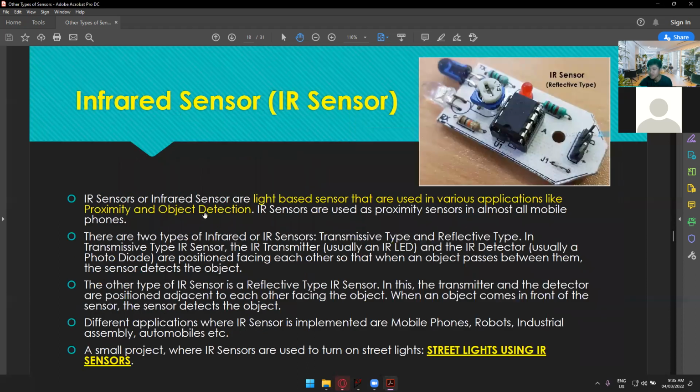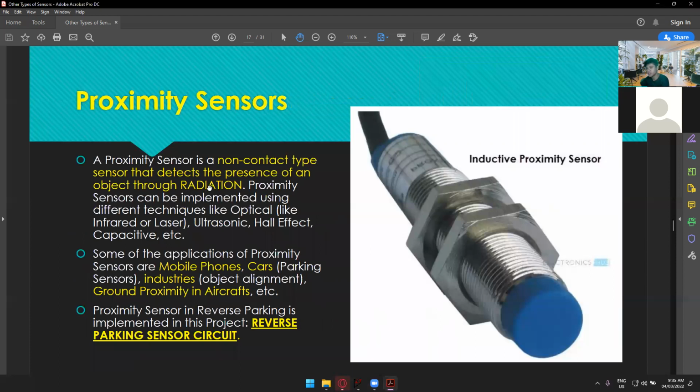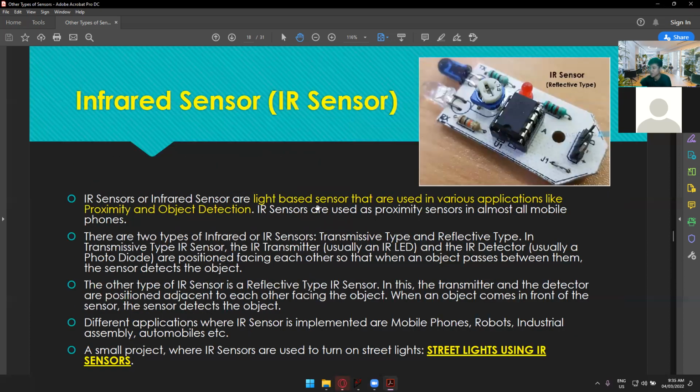Okay, so we also have the infrared sensor. Before, this one was through radiation that can detect objects. This one can also detect objects, but it's now based on light. So this one is a light-based sensor. Everything is the same, it's just that this one is using light.